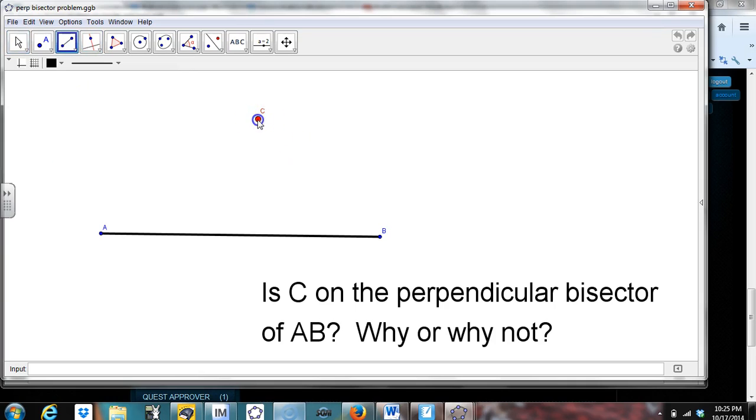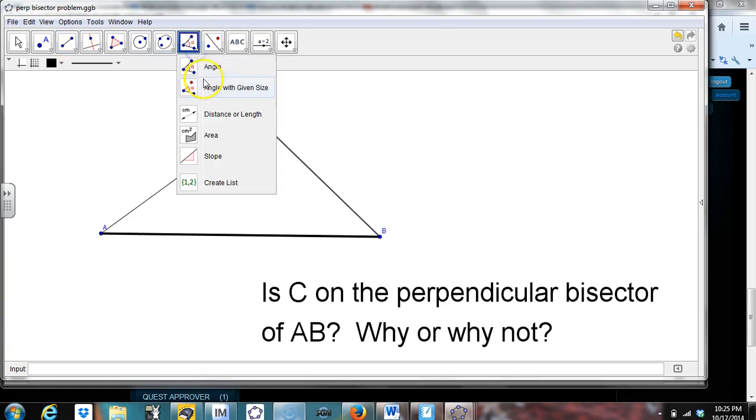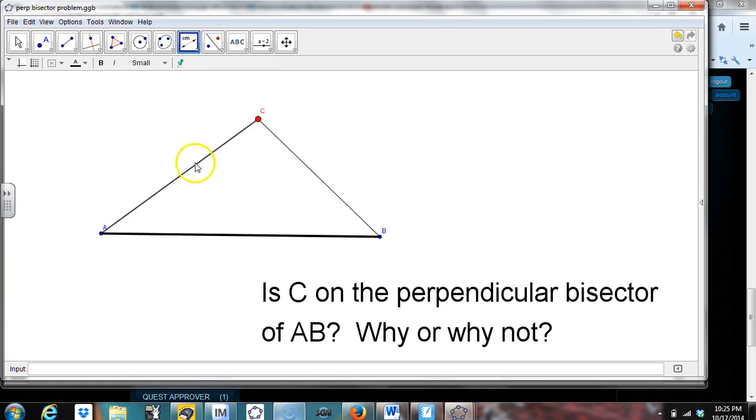So I could do a segment to show the relationship between C and A and C and B. And just looking at it, it looks a little off to me, so I don't think it is on the perpendicular bisector. We can check the distance by grabbing the length tool in our measurement toolbox and just clicking on the segment. And not the same length. So no, C is not on the perpendicular bisector because it's not equidistant to endpoints A and B.